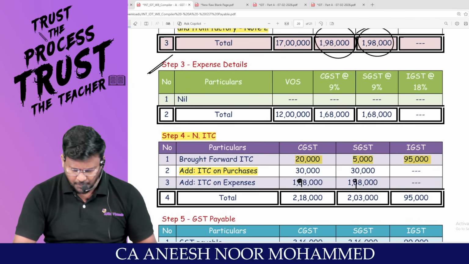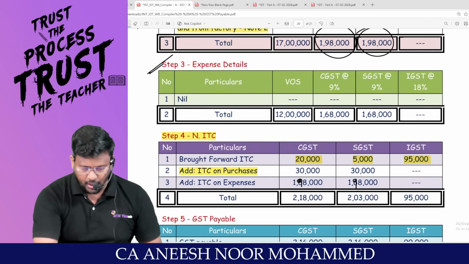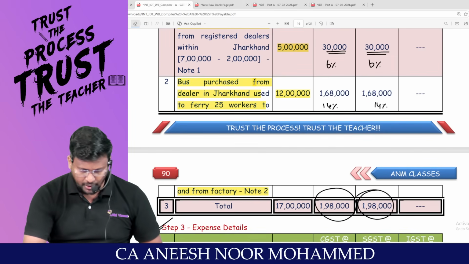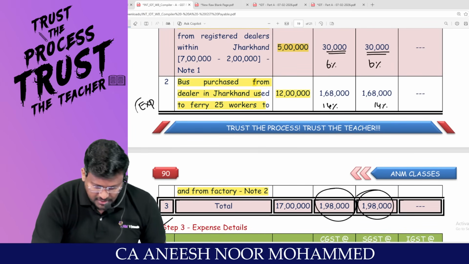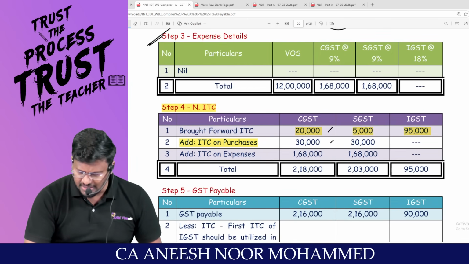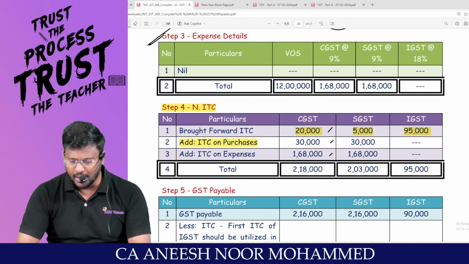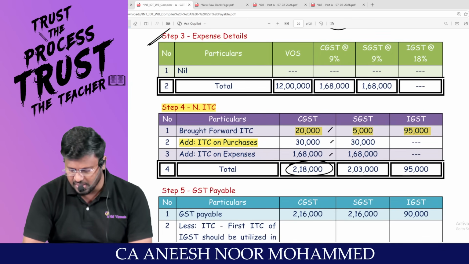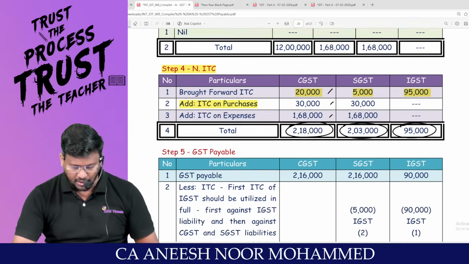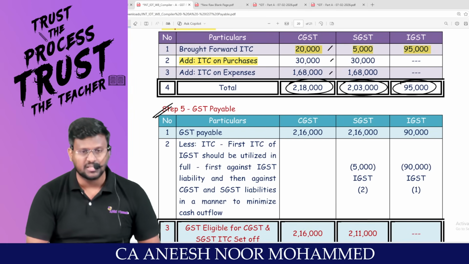They have shown it as purchases and expenses separately. Okay, both tables are the same. You can show this as expenses. Then the total will change. Am I right, sir? So total here 20 plus 30 plus 1,68,000. Total 2,18,000 is the total CGST. 2,03,000 is the total SGST and 95,000 is the total IGST. Sir, can I do the GST payable?